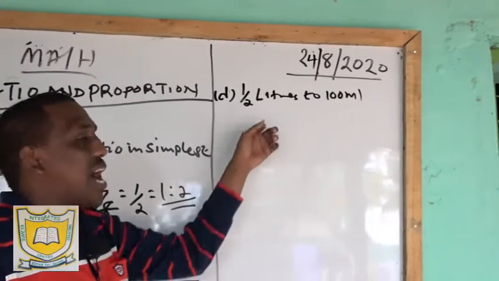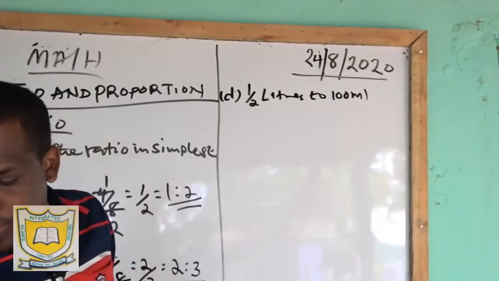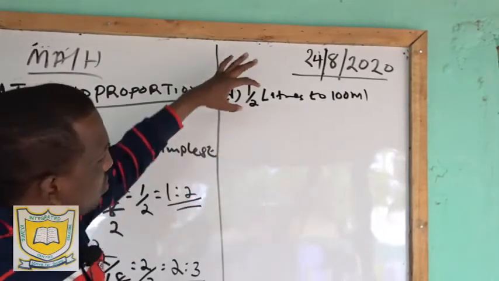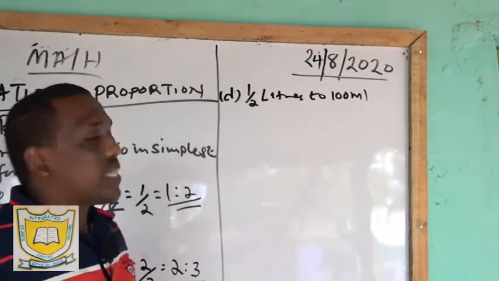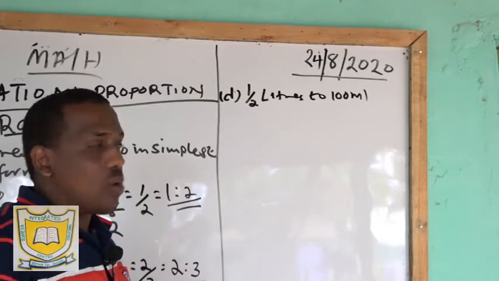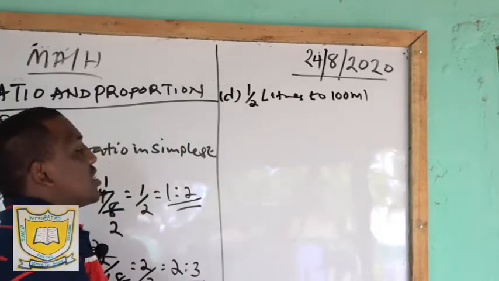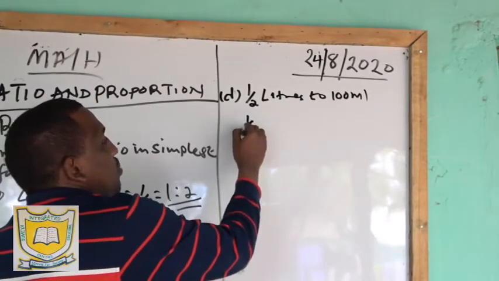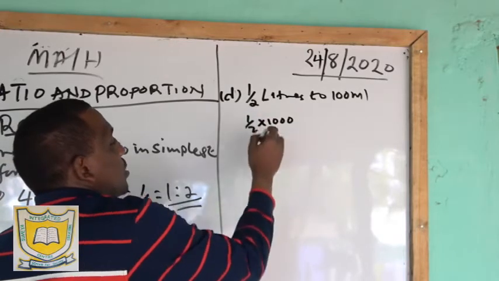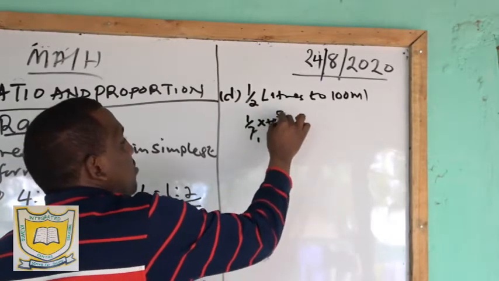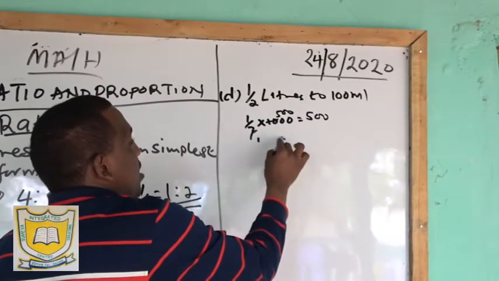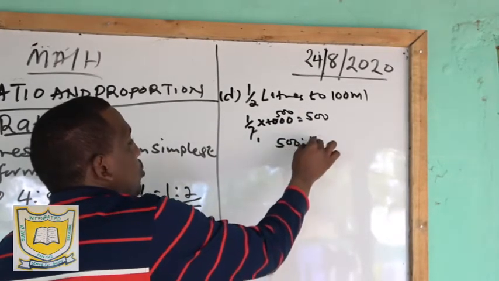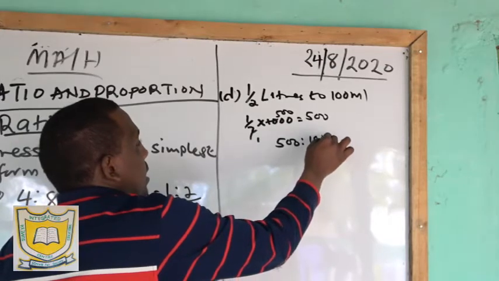What do we do now? A half liter. We change this one into milliliters now. It will become 1,000. A half of 1,000, it will become a half times 1,000. So divide by 2: 1, and 500. So it will become 500. So here will become now 500 to the ratio of 100 ml.